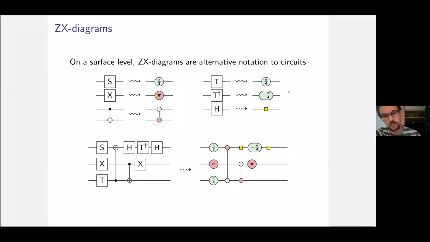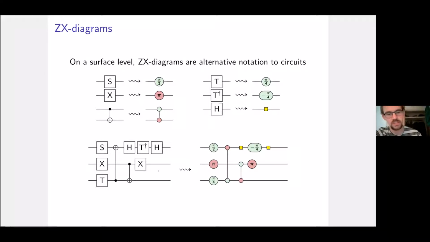On the surface level, ZX diagrams are just an alternative notation to quantum circuits. For every one of these gates, we have this representation as a ZX diagram. For instance, the S and T gates are both rotations about the Z axis of the Bloch sphere, so you represent them in the same color, this green color, and S is a pi/2 radian rotation. T is a pi/4 radian rotation. The X gate is a rotation over the x-axis. Different axes are represented with a different color, namely red. And then the CNOT gate becomes this combination of a green and red dot, and it will become clear why soon. And we have a special notation for the Hadamard gate.